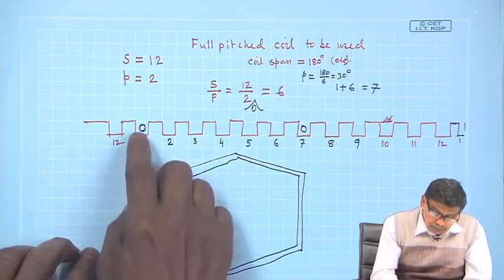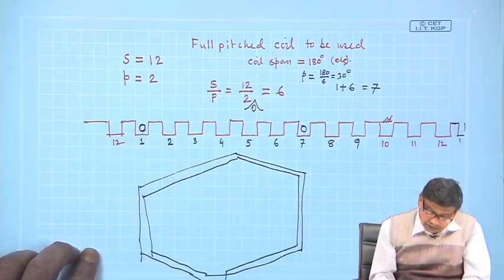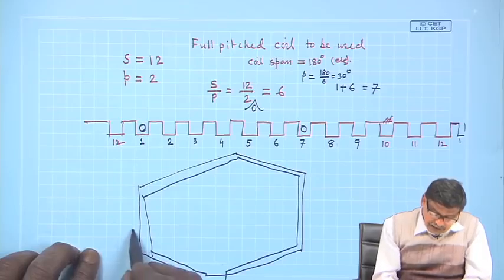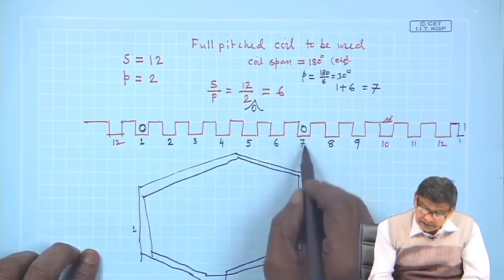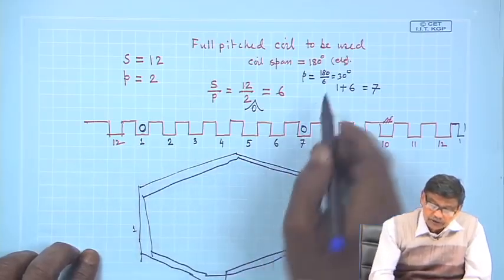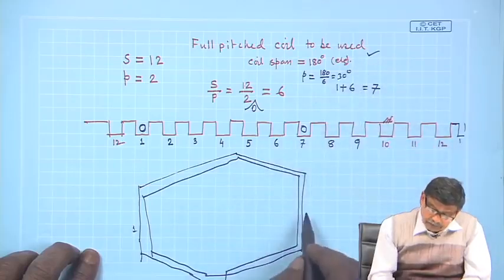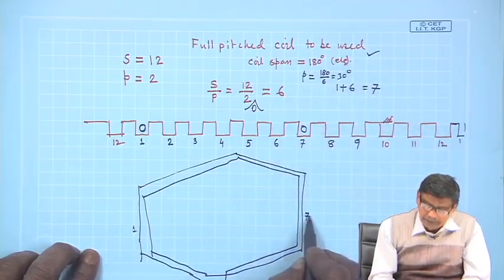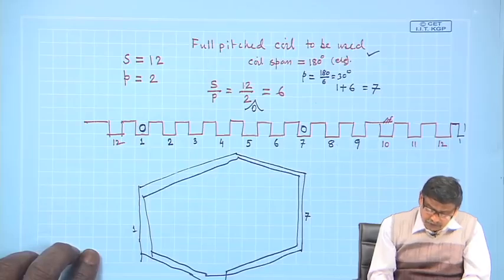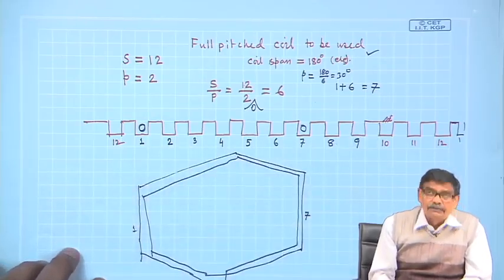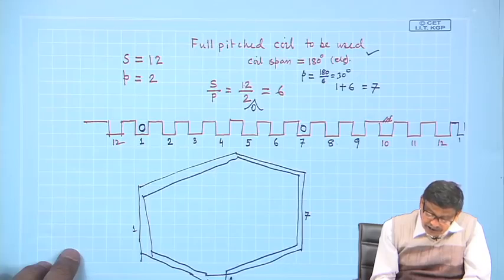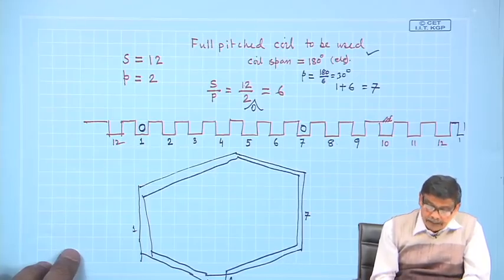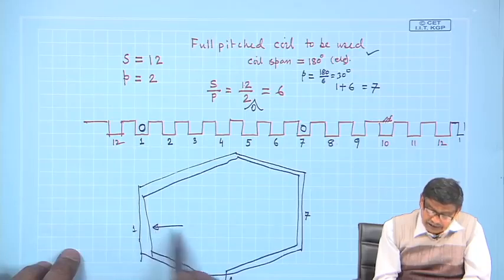For example, the front end of this coil I will call 1, and this coil side I will refer to like this. It is returning to slot 7 because I want to use a full pitched coil, so I can name it 7. It should not be understood as coil 7. The start of the coil is at slot number 1 and its finish is at 7, and this angle is 180 degrees, full pitched.